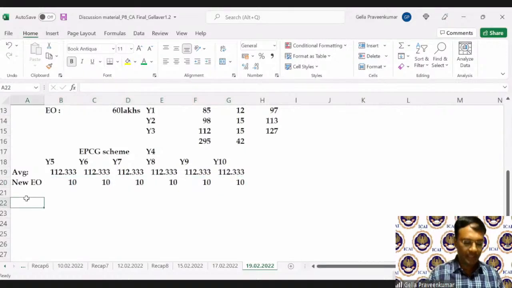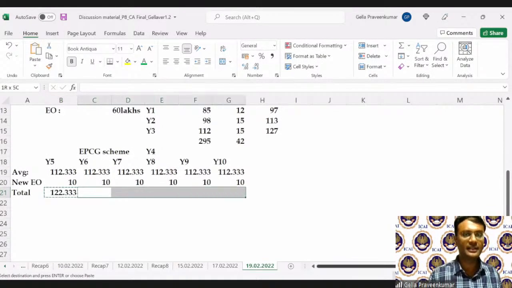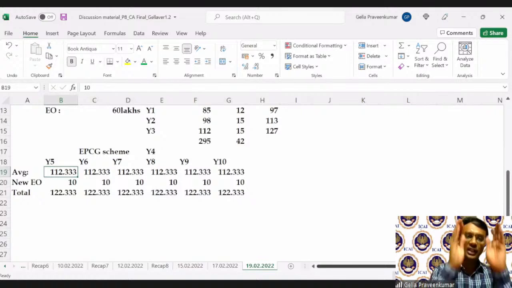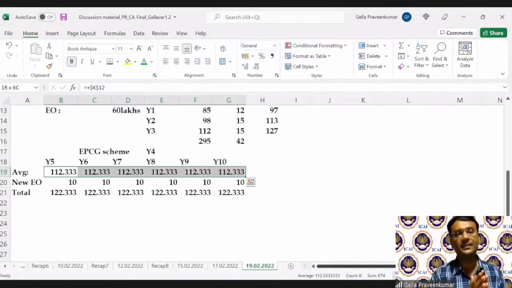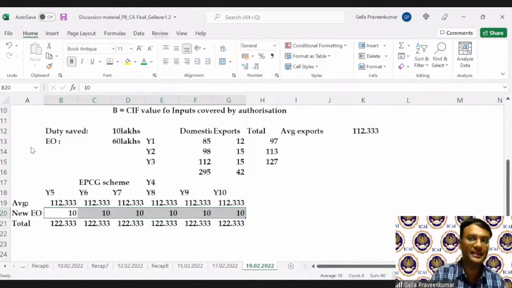So they say that your total exports should be, year 5, year 6, assuming that this is my average, you maintain a minimum of 112 lakhs. If your average is 115, I'm okay with that. But prove that this 112 lakhs is retained as it is. In addition to that, you bring the additional export turnover on account of your EPCG. So this is the export obligation which they are asking for as average, Namita. Hope this is clear, ma'am?